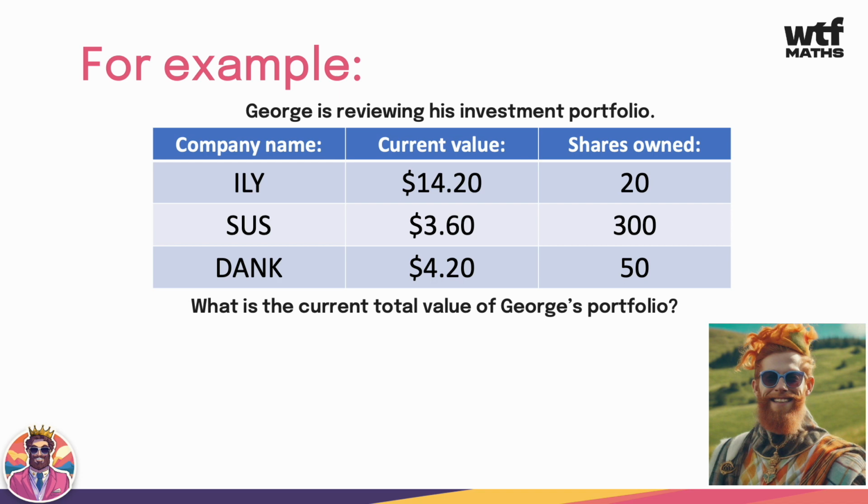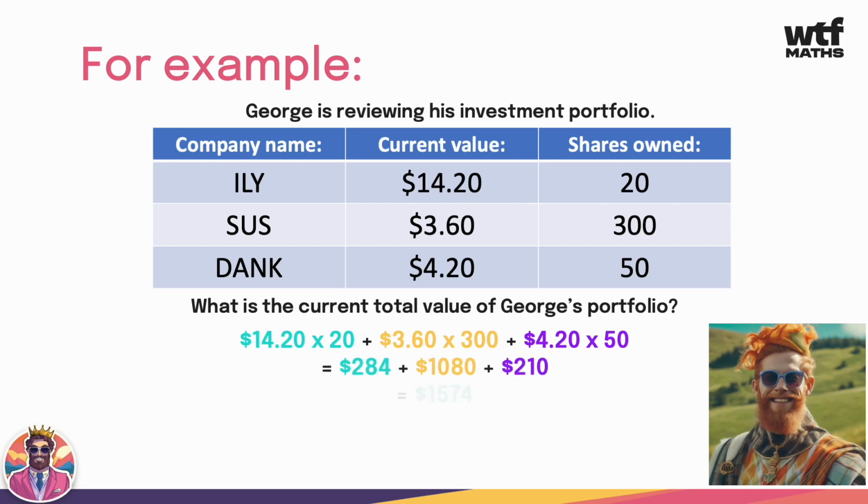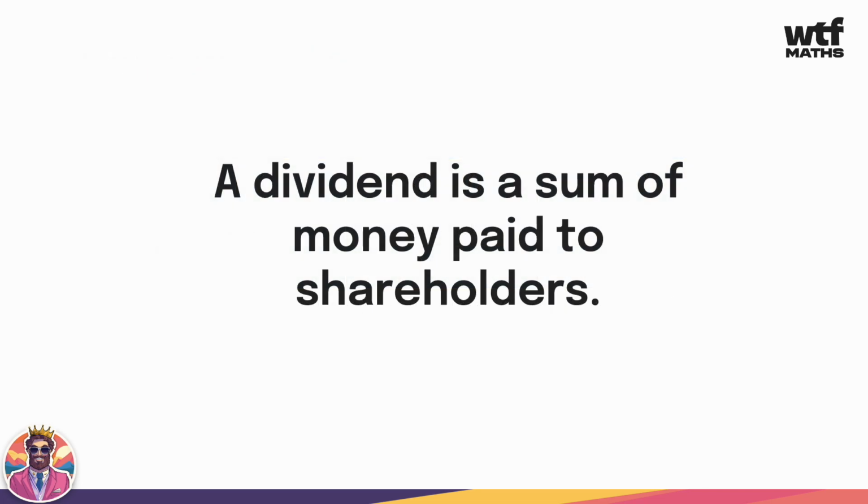To find the total value, all we'll have to do is multiply the number of shares he has by how much each share is worth. So, $14.20 times 20 plus $3.60 times 300 plus $4.20 times 50 will give us a total of $1,574. So, his investment portfolio is valued at $1,574. Just a reminder that a dividend is a sum of money paid to shareholders.